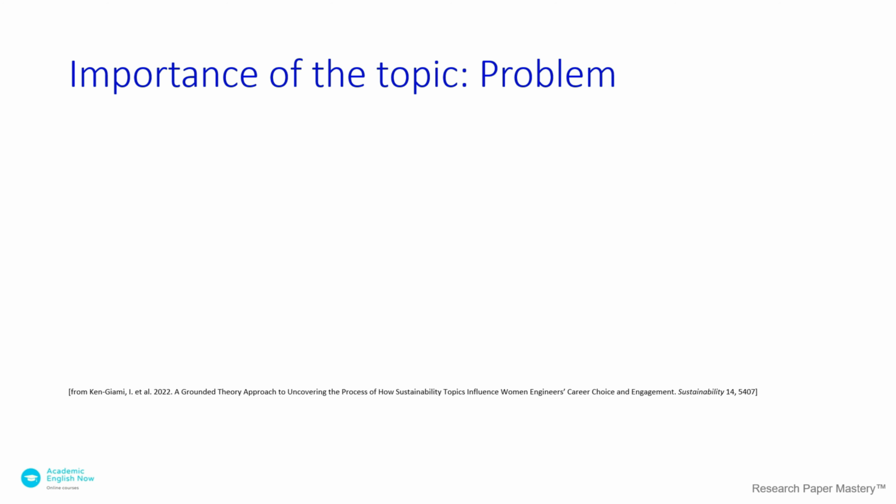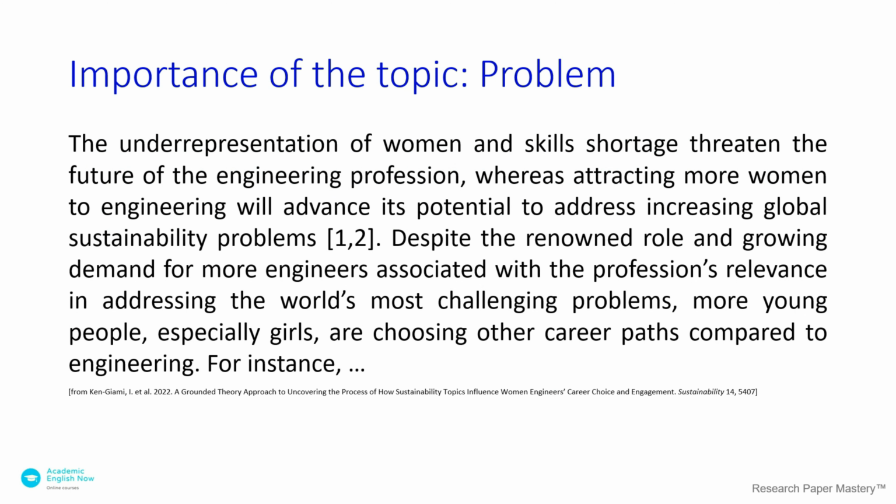And the third way is to frame the importance of the topic as a problem that needs solving, right? And in here we talk about the underrepresentation of women, right? In the engineering profession, right? So we have a problem, the underrepresentation of women. And then the writer explains why this is a problem, right? That the skill shortage threatens the future of engineering profession and so on, right? So again, it's more about the field that this researcher is in, not the world or society in general. And it's more presented as a problem that needs resolving.